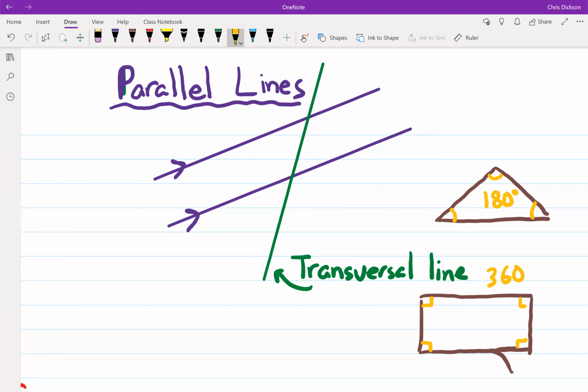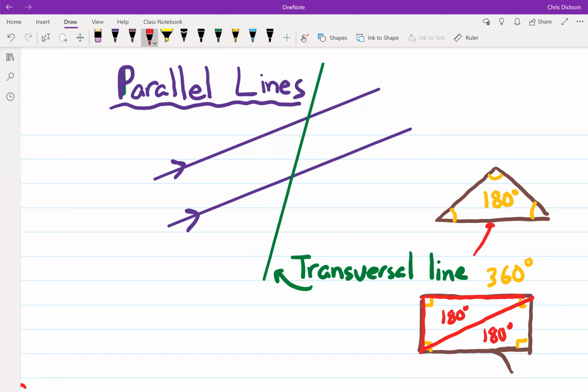Another way to look at that too, if you know the triangle rule, if you just draw the diagonal in a rectangle and you're looking at this triangle and someone said, how many degrees are in that triangle? We would say there's 180 degrees for the three angles because we just learned that up here. And the other triangle is 180 degrees. So really in any rectangle, there would have to be a sum of 360 degrees for all the angles.